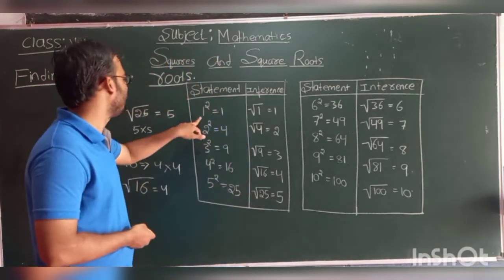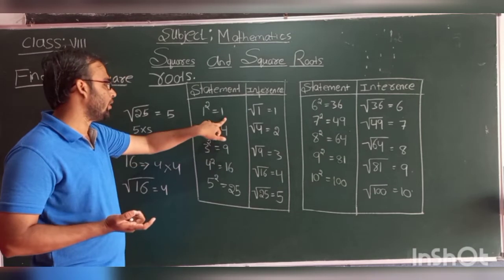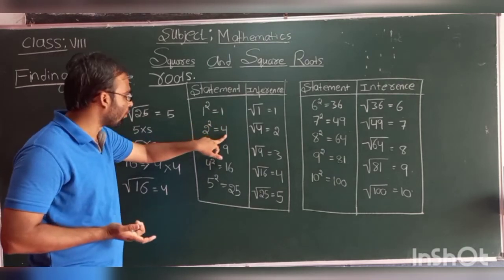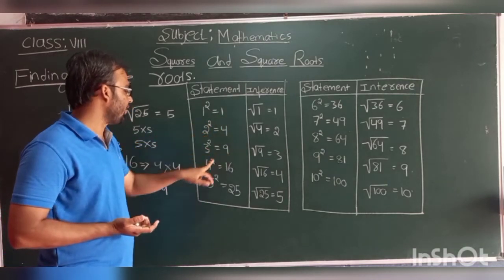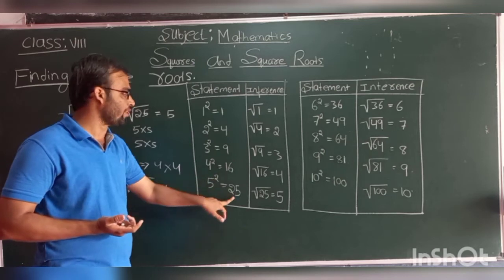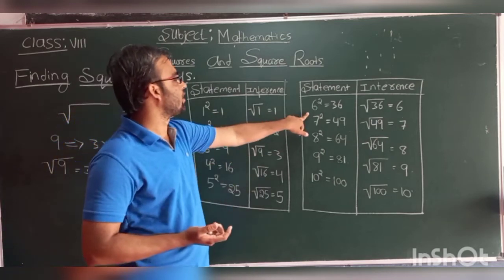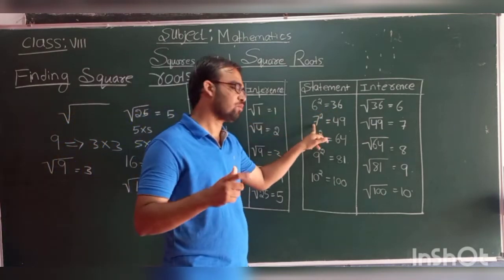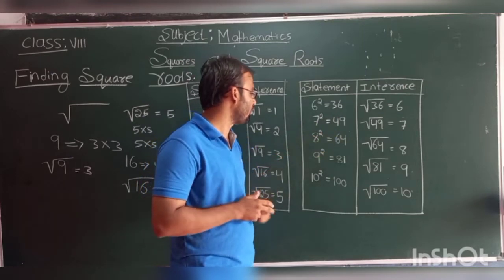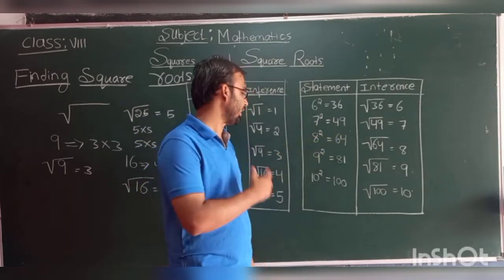So look here. 1 square is 1. 2 square is 4. 3 square is 9. 4 square is 16. 5 square is 25. 6 square is 36. 7 square is 49. 8 square is 64. 9 square is 81. And 10 square is 100.